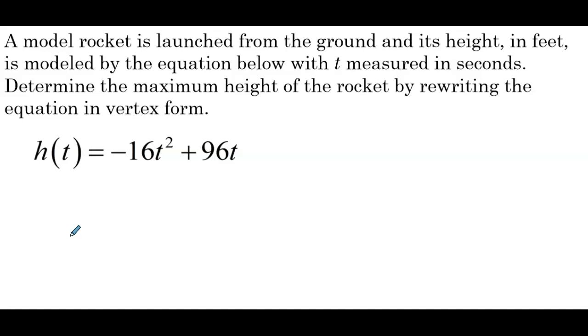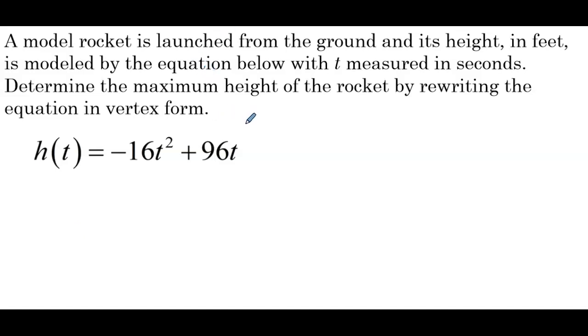Now, rewriting a function in vertex form can also be helpful in projectile motion questions. So going back to a projectile motion word problem, a model rocket is launched from the ground and its height in feet is modeled by the equation below with t measured in seconds. Determine the maximum height of the rocket by rewriting the equation in vertex form. So essentially, they're looking for the vertex here, right, maximum height.